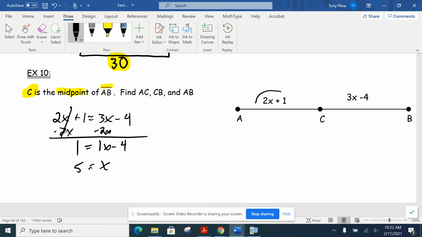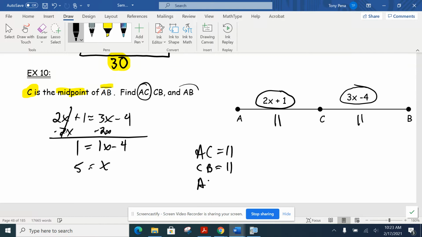Plug 5 in right here. 2 times 5 is 10. Add that 1. That should be an 11. You could plug this in if you want, but as soon as we know this is an 11, this has to be an 11. So AC is 11. CB is also 11. And then the last thing we wanted you to figure out is A to B. That's the entire length. And wouldn't the entire length then have to be 22? Okay. All right. So as these go, that's a nice one.